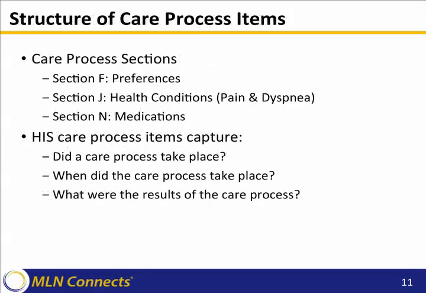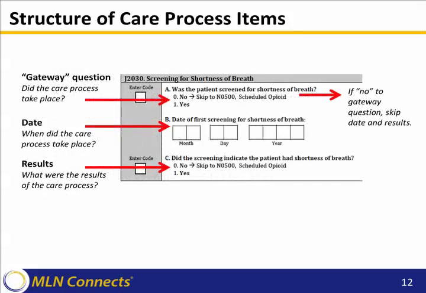As previously mentioned, it is primarily data from the HIS care process items in sections F, J, and N that are used to calculate HIS quality measure scores. Specifically, HIS care process items capture data about whether or not a care process took place, when the care process took place, and in some instances, what the result of that care process was. Each care process item shares a general structure, capturing similar information about care processes delivered to the patient.